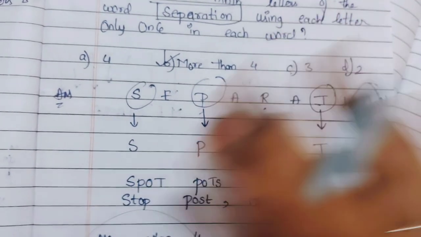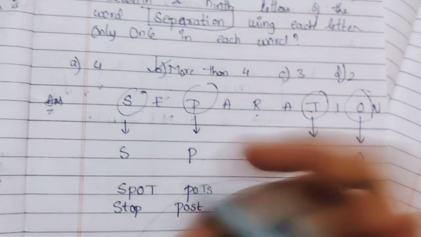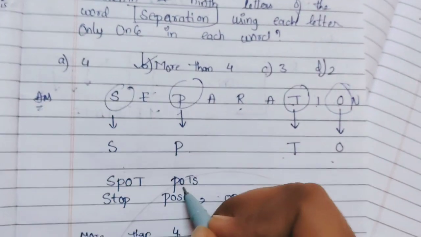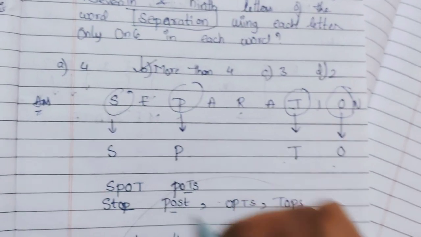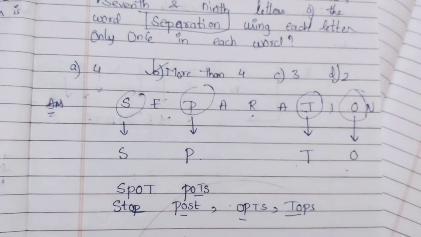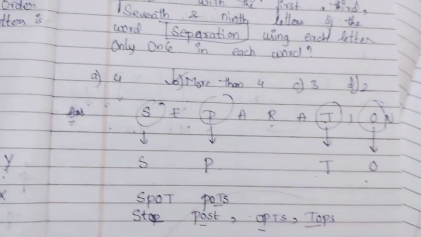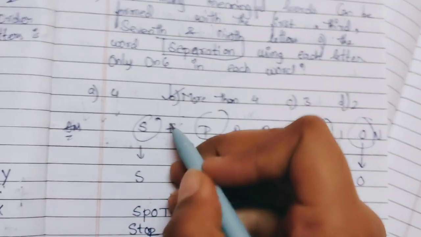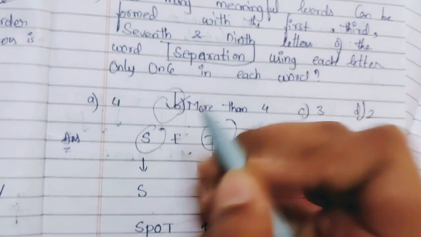If we make words from this, it can be spot, pots, stop, post, opt and tops. In this we have to apply our logic on how many words we can find or make, and we have to answer the question: more than 4.